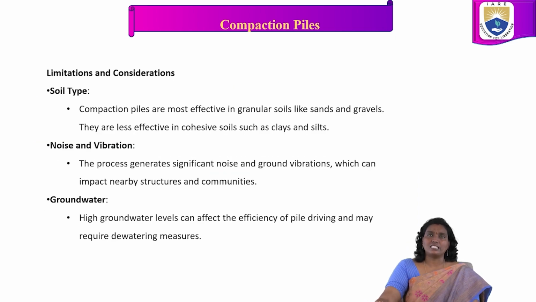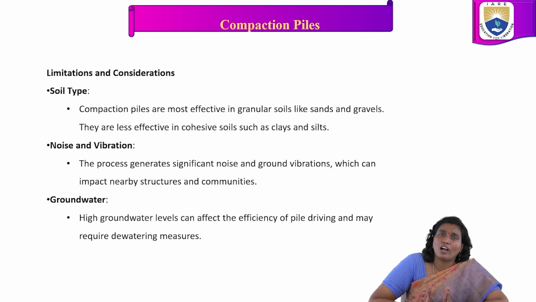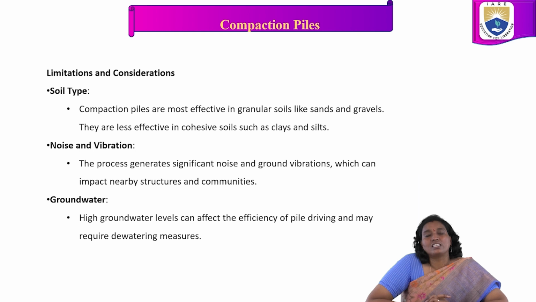Coming to the limitations and considerations. Soil type: compaction piles are most effective in granular soils like sand and gravels. They are less effective in cohesive soils such as clays and silts. So for soil type, the effectiveness is different. Even though there is so much versatility, the effectiveness is different in different types of soils. Coming to the sand and gravels, it is more effective when compared to the clays and silts. So this is one of the limitations for compaction piles.